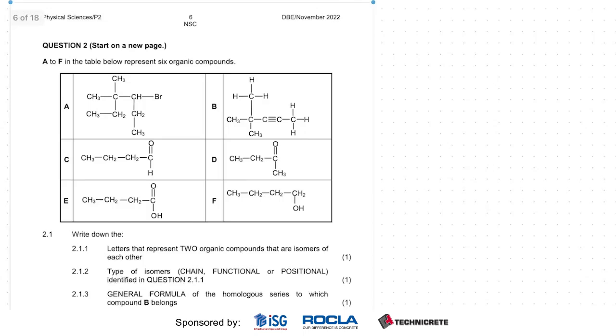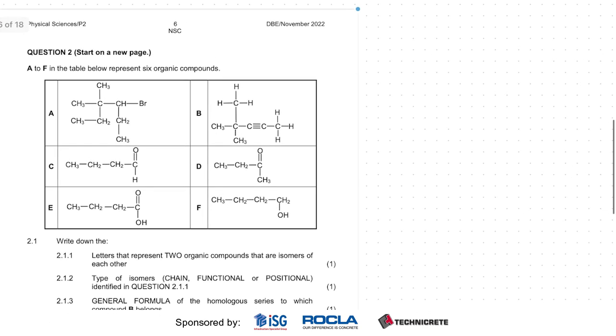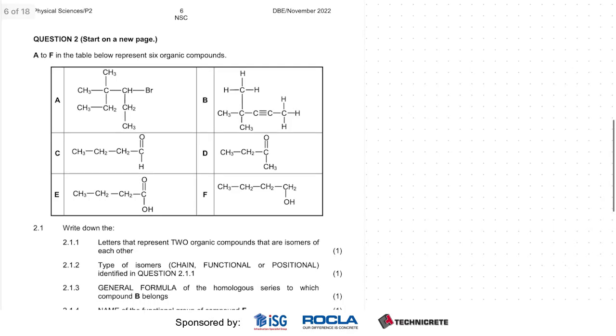Hello everyone. Today we're continuing working through the 2022 November Physical Sciences paper 2. This is grade 12. So this is question 2. Question 1 has been done in a previous video. That's the multiple choice section. Today we'll be working through the next question. Alright, so let's get straight to it.